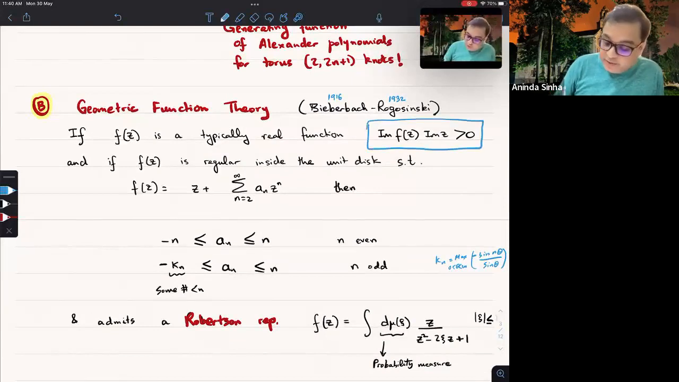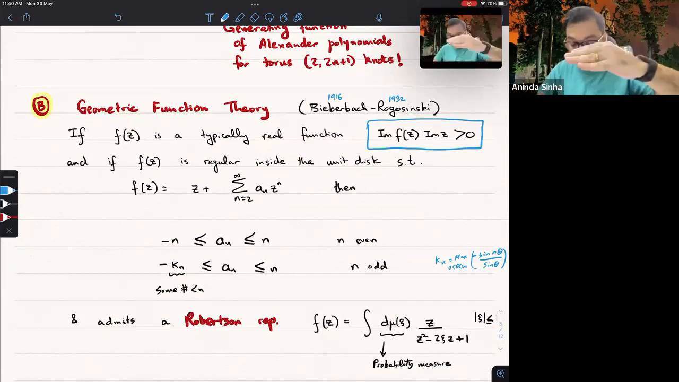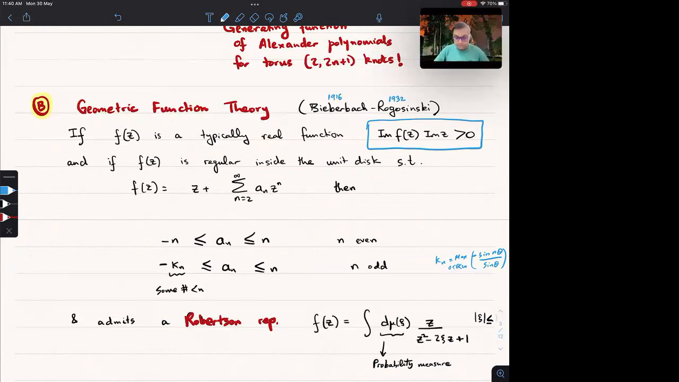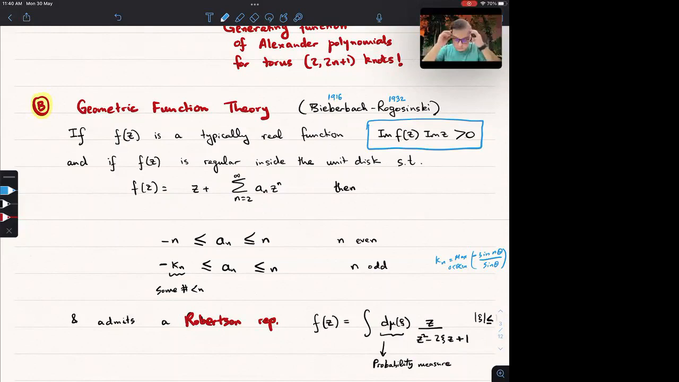A function is supposed to be typically real if the imaginary part of f of z times the imaginary part of z is greater than 0. Okay. So this actually gives you a definite sign in the upper half plane and a definite sign in the lower half plane. So it needs to meet this condition everywhere in the complex plane, and then it needs to be regular inside the unit disk. Then these properties follow. Yes. Okay. Thank you.